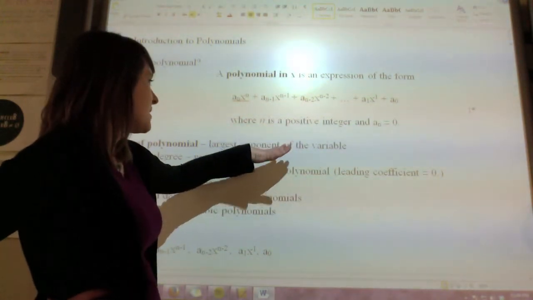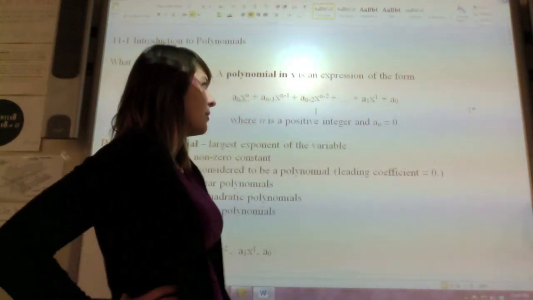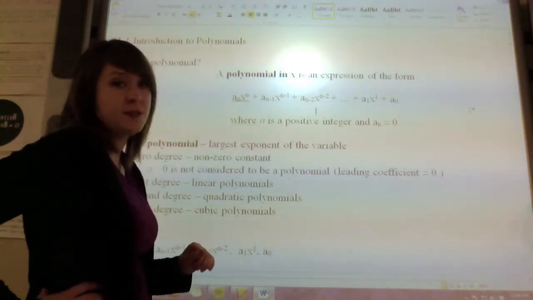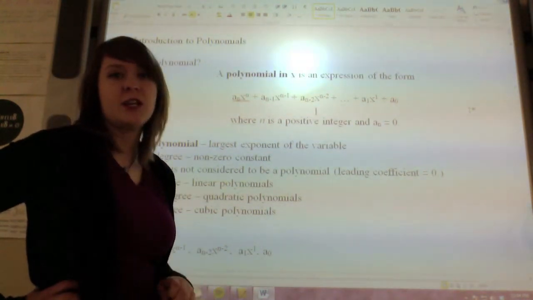It says where n is a positive integer and a sub n is not equal to 0. So your first leading coefficient cannot be equal to 0.